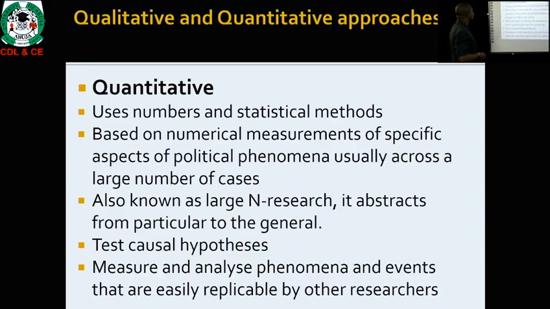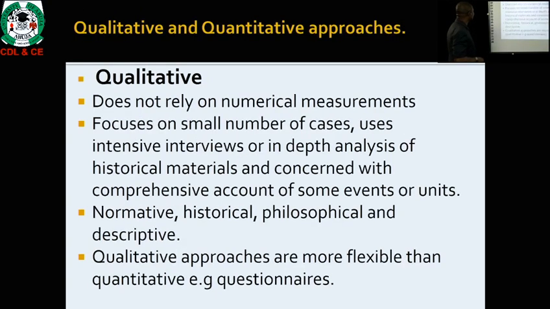Qualitative and quantitative approaches. Quantitative approaches use numbers and statistical methods. They are based on numerical measurements. They are also known as large N research. It abstracts from the particular to the general. They test causal hypotheses. They measure and analyze phenomena and events that are easily replicable by other researchers. Qualitative approaches don't rely on numerical measurements. They focus on a small number of cases and use intensive interviews. They are normative, historical, philosophical and descriptive. Qualitative approaches are more flexible and quantitative, e.g. questionnaires.